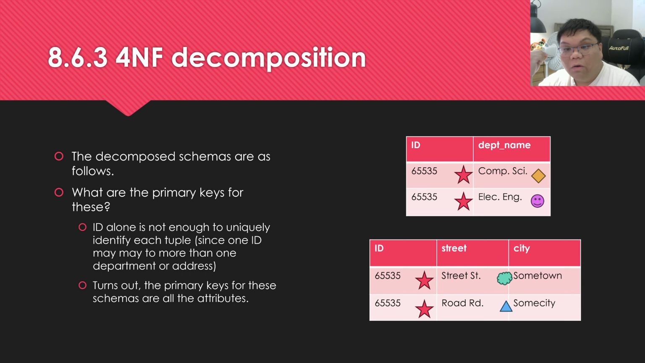So I guess a good question is this: what is the primary key for these 2? Well, for the multi-value dependency ID double arrow department name and ID double arrow street and city, the ID was not enough information to uniquely identify each row in the original table, but it's still not enough for these 2 separated tables. So it turns out the primary key is all the attributes. So ID and department name is the primary key for this upper table here, and the ID, street, and city is the primary key for this lower table down here.